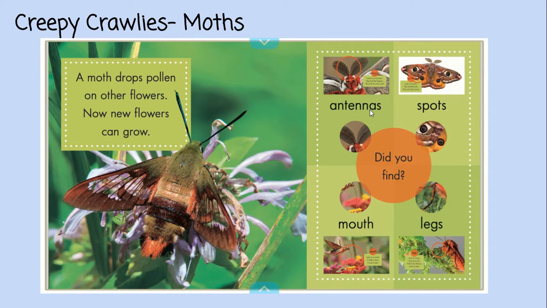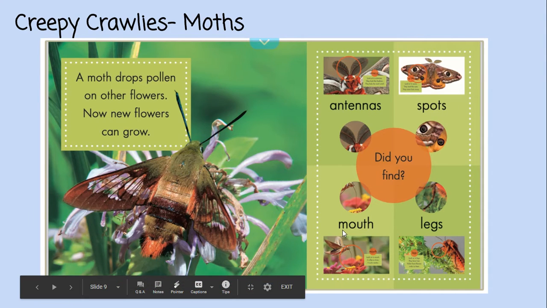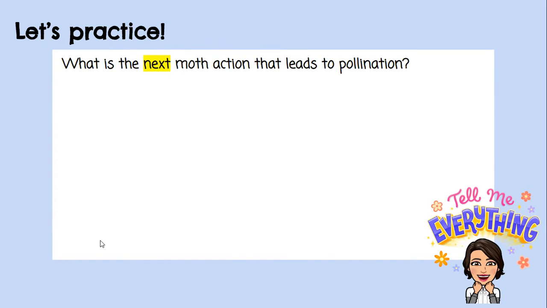So did we find the antennas? Yes. Did we find the spots? Definitely. Did we find the mouth? Yes. And then we found the legs. Yes, we did. Great book. I love this book. So, what is the next moth action that leads to pollination?